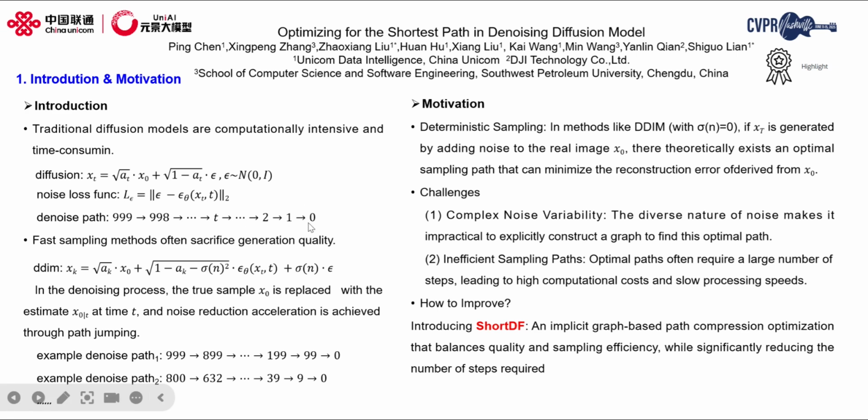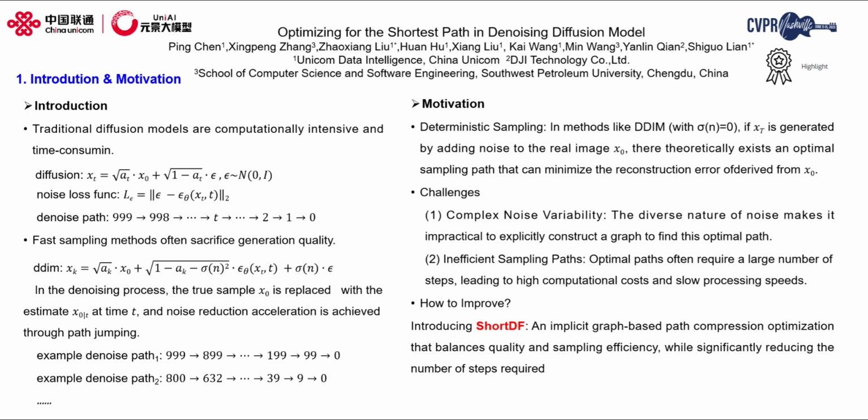Now, let's take a look at the challenges associated with this process. To address the issue of slow sampling, accelerated methods like DDIM have been proposed. DDIM speeds up denoising by estimating the clean image at each step and skipping intermediate steps through a deterministic path-jumping mechanism. This introduces the possibility of different sampling trajectories. If we assume the noisy input is derived from clean data, then logically there must exist an optimal path that minimizes the reconstruction error. This insight brings us to the idea of searching for the shortest or best sampling path using principles from graph theory.